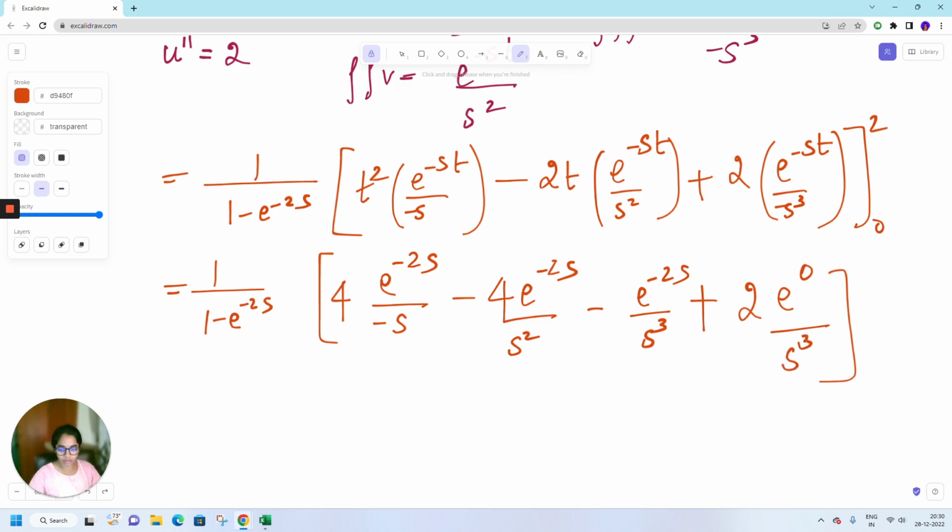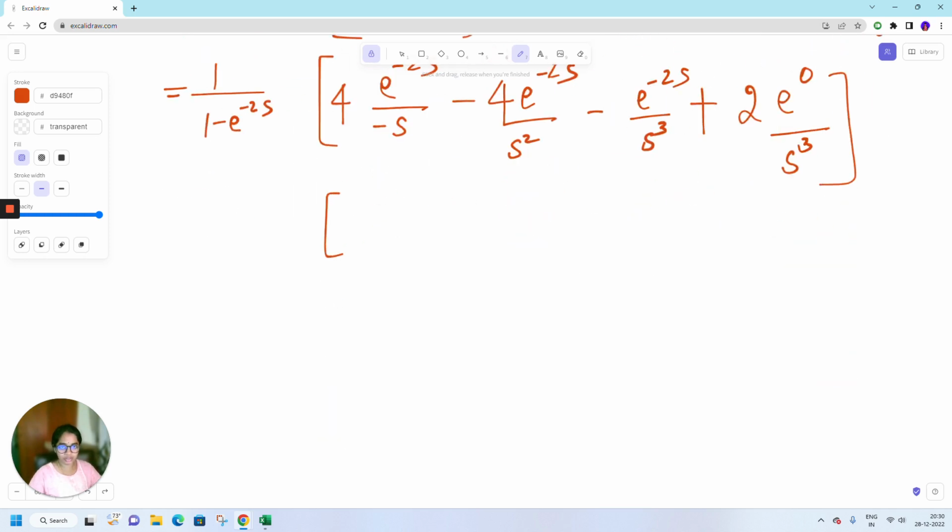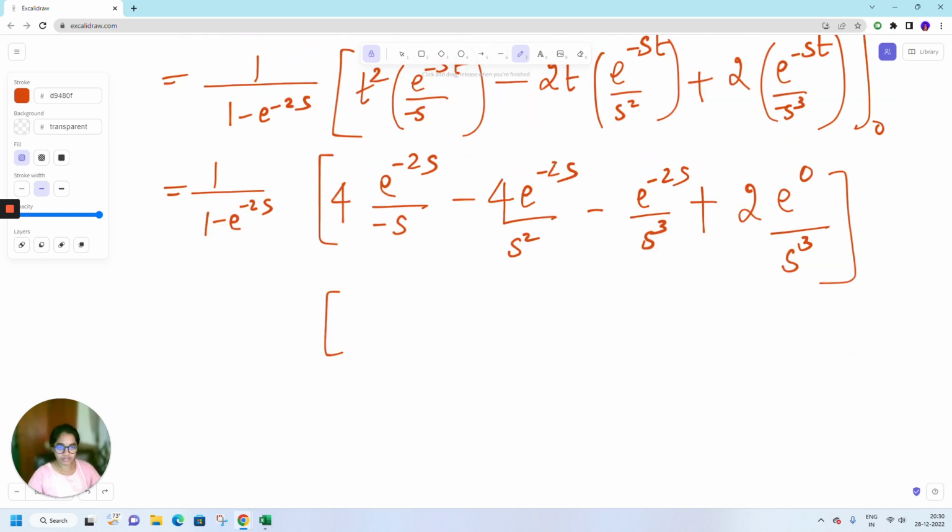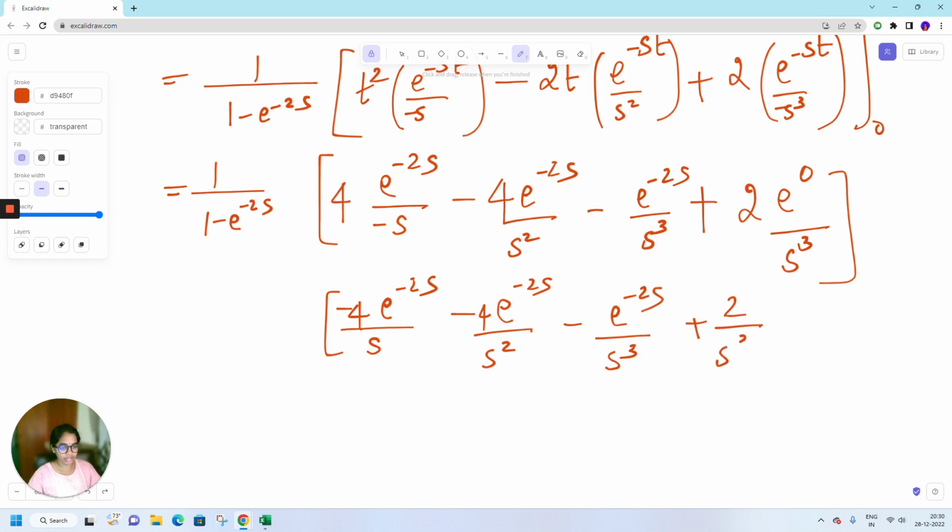Okay. So now what else is remaining? We can write this as 4 e power minus 2s divided by s, minus e power minus 2s divided by s square, minus e power minus 2s divided by s cube, plus 2 divided by s cube. This is our final answer.